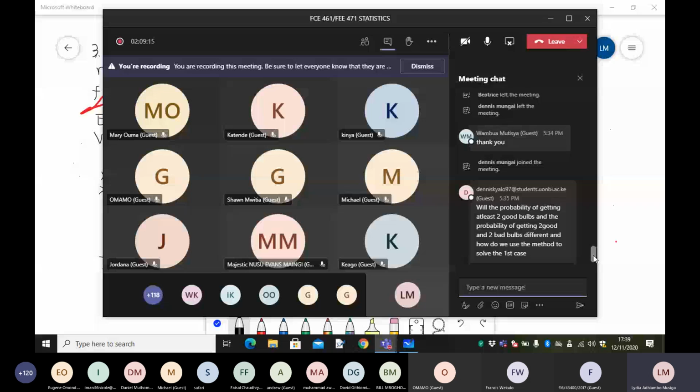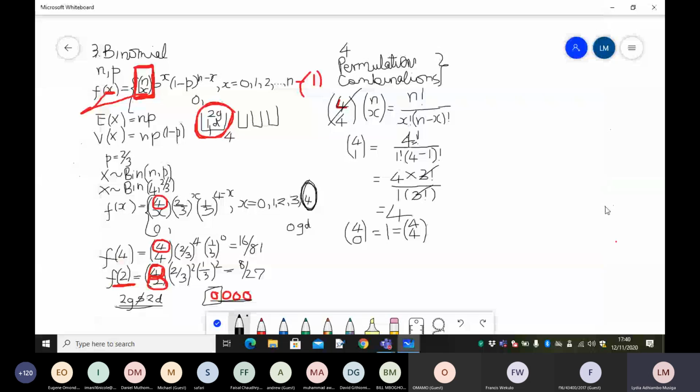So just to give you a hint on how to do that, because Dennis has asked. The probability of getting at least 2 good bulbs means you get 2 good bulbs or 3 good bulbs or 4 good bulbs. So it includes 2 or 3 or 4 bulbs being good. So it will be different from what we have just calculated. Any more questions?